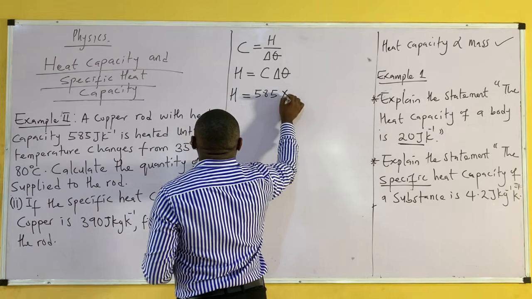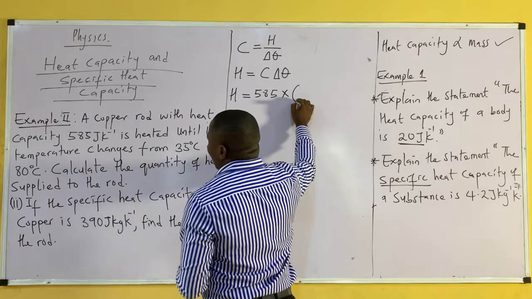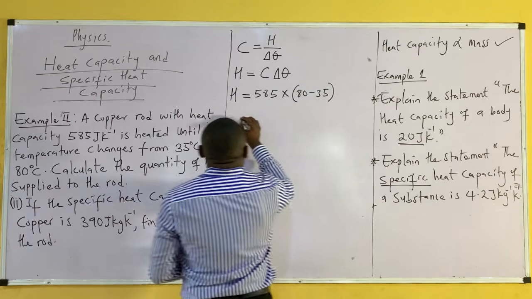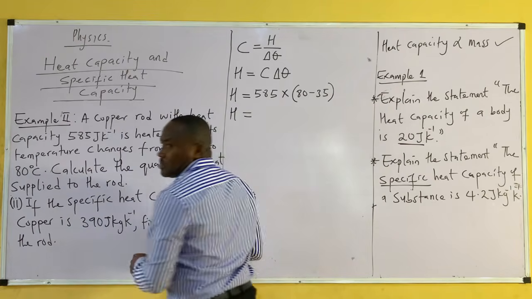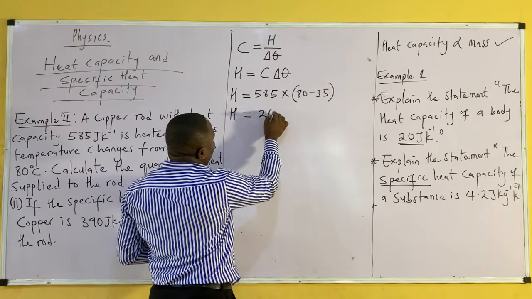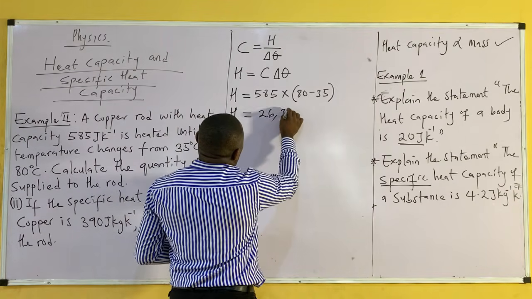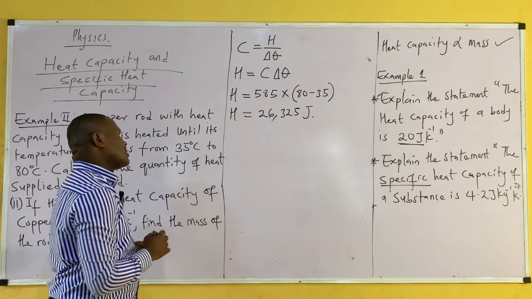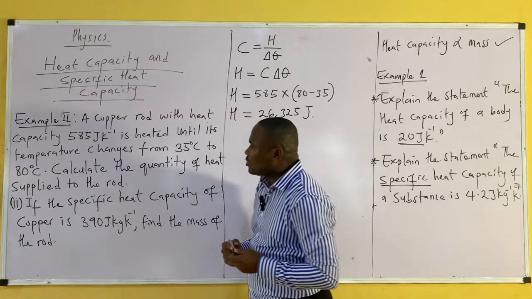585 times, what's our change in temperature? Our change in temperature is 80 minus 35. So our quantity of heat is now equal to 26,325 joules. That becomes the answer to the question. But there is a second question.